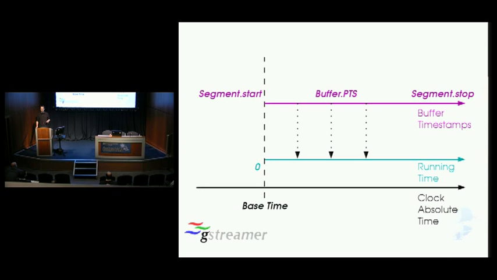But in the case where you were seeking to 2 hours into your movie, the buffer timestamps would start from 2 hours, but the segment start would also be 2 hours, and therefore that first buffer would end up 2 hours minus 2 hours, running time 0. I want you to start displaying it straight away, and so forth. 2 hours plus 1 second, minus 2 hours, 1 second, and so forth.